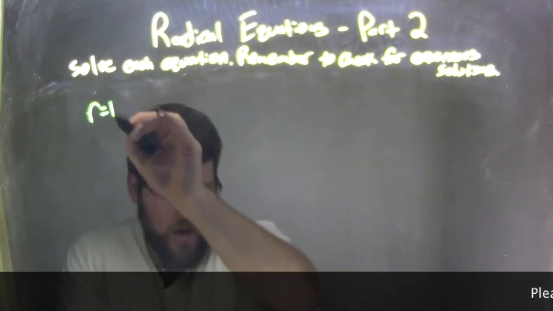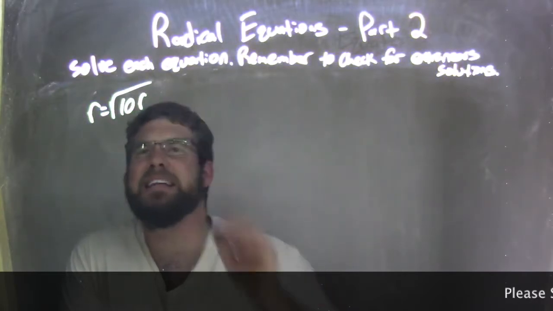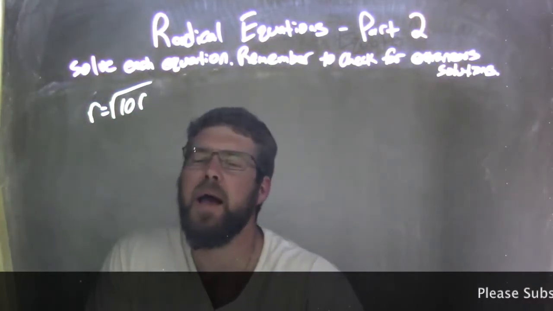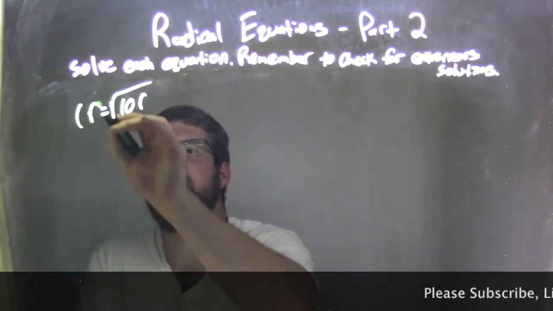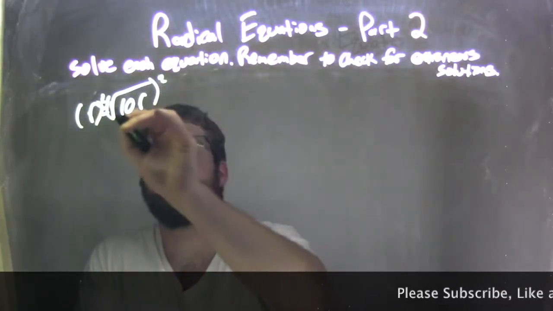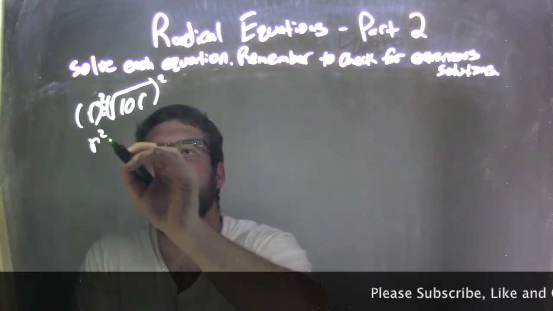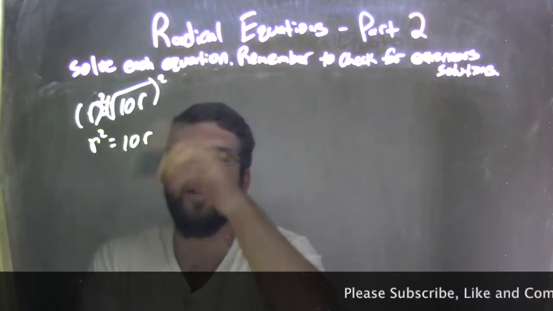R equals the square root of 10R. I'll fix it in the next part here. To get rid of that square root, again, like always, I'm squaring both sides here. So I'm squaring both sides. Boom. I have R squared equals 10R. Got rid of that square root.